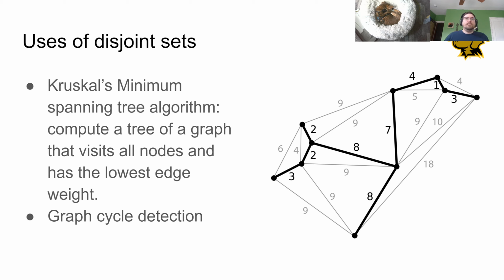Why do we care about disjoint sets? Well, Kruskal's minimum spanning tree algorithm is a graph algorithm that, given a graph, asks how do you find a tree that visits all the nodes in the graph? Moreover, how do you find a tree that visits all of the nodes in the graph and has the lowest weights? Okay, that's a minimum spanning tree. Minimum because lowest weights, spanning because it visits everything, tree because it is a tree.